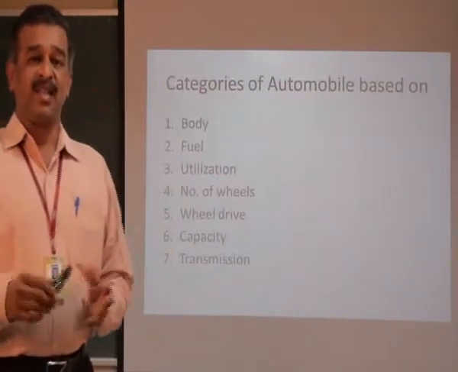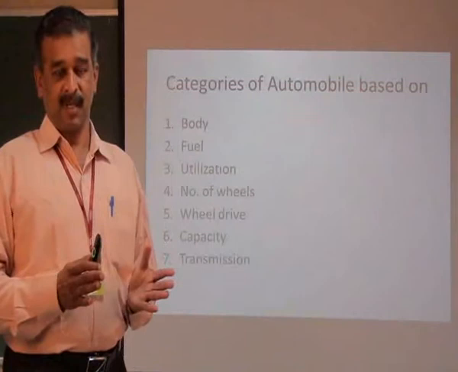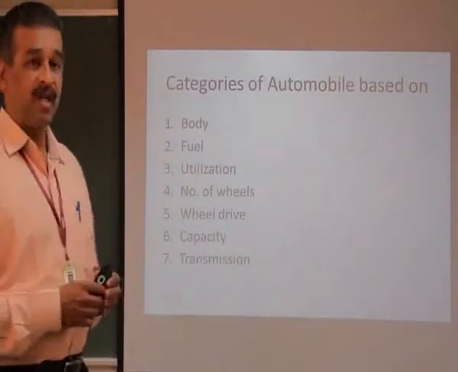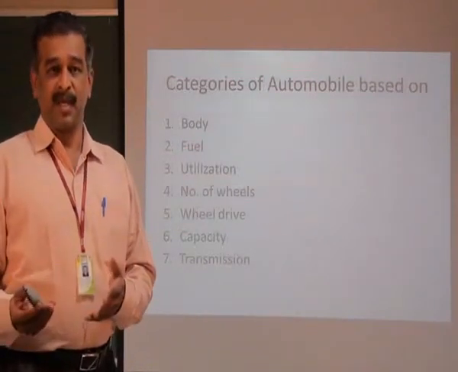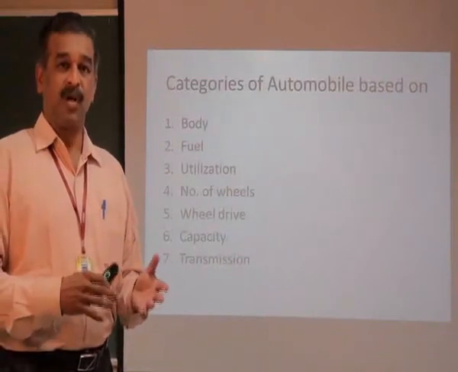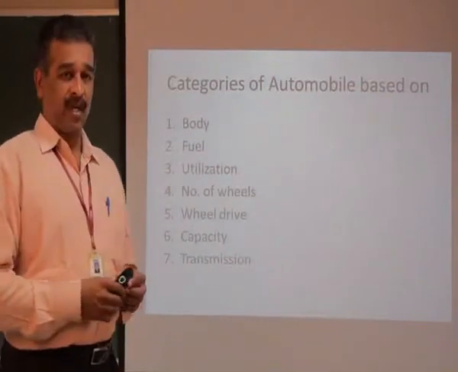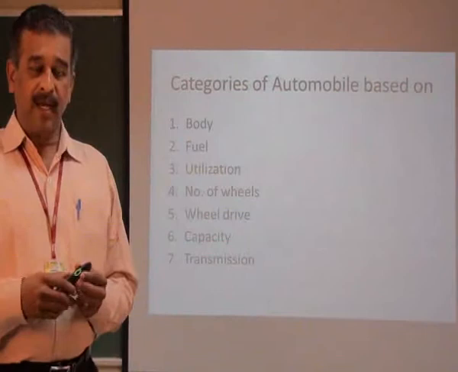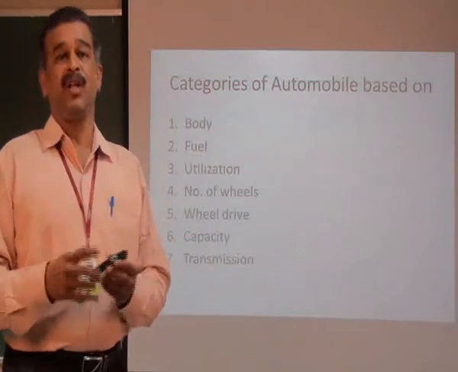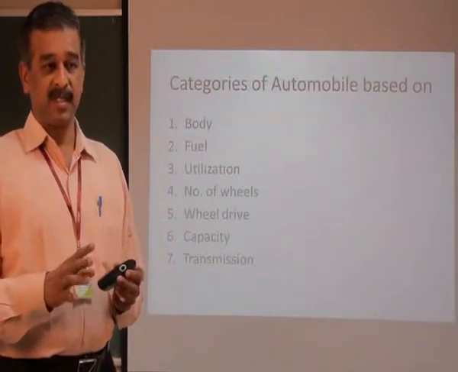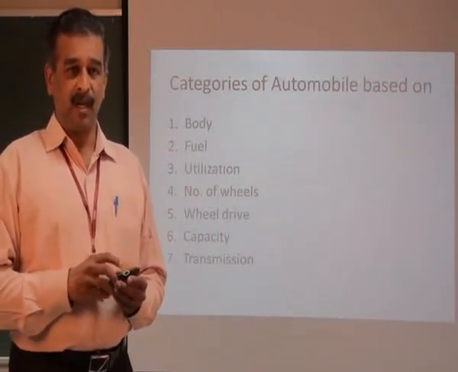Now let us see the categories of automobile. Automobile is categorized under many categories. Number one is based on the body of the vehicle, like a car, lorry, bus, a scooter, anything. Based on that body, we specify what type of vehicle it is. Number two is fuel. In any automobile, we have to give fuel as input and we get rotary motion as output. That's the basics.